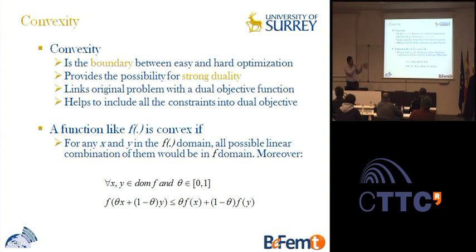So basically, if we want to mathematically define convexity, a function f is convex if for any variables x and y in the f domain, all the linear combinations of them are in the f domain, which essentially means that this function has a convex set as its domain. At the same time, the convexity inequality condition should also hold mathematically for a function to have a convex formulation.